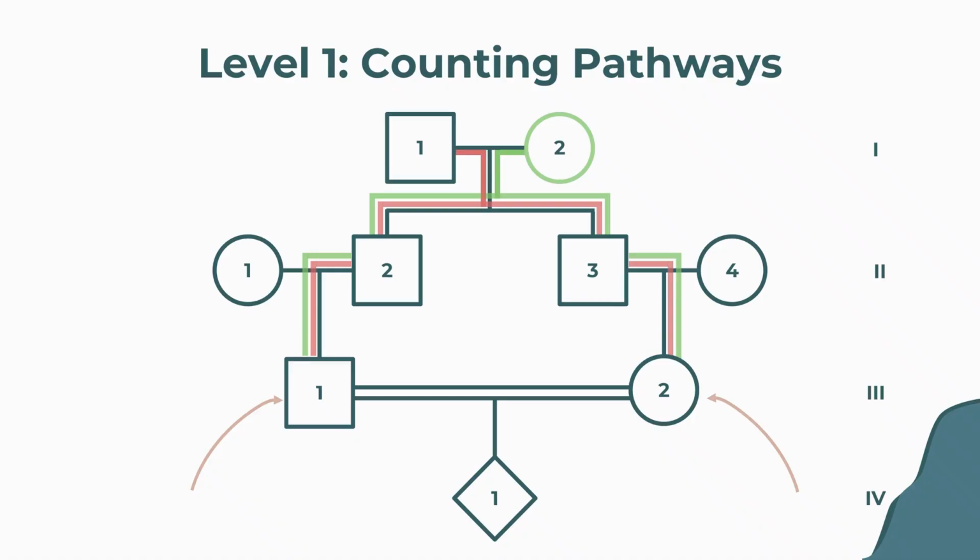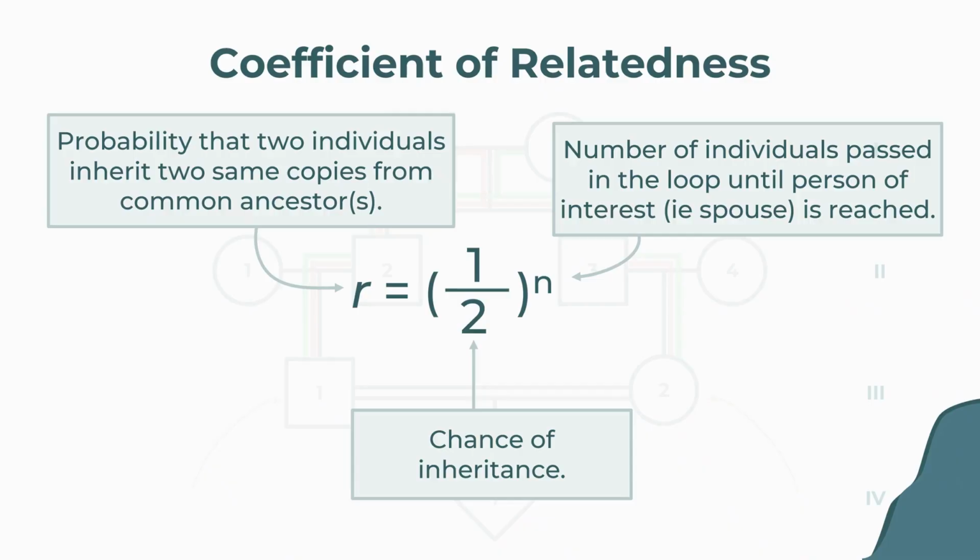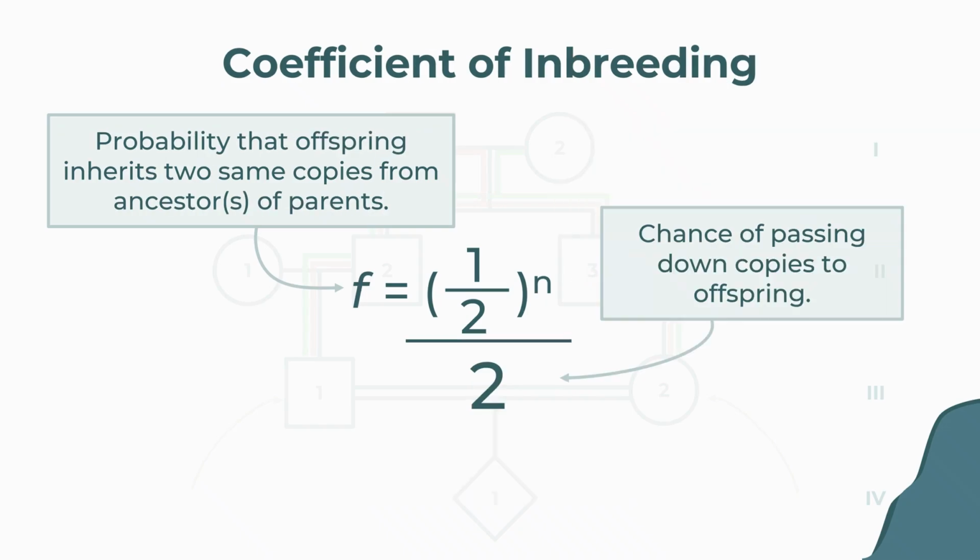So from here, we can calculate the coefficients of relatedness and inbreeding. As a quick refresher, the coefficient of relatedness is the probability that 2 individuals inherit 2 same copies from common ancestors. To calculate this, you would need to count all the individuals we need to loop through until we reach the relative of interest. And the coefficient of inbreeding is the possibility that an offspring inherits 2 of the same alleles from the common ancestors of the parents. This is half of the coefficient of relatedness.